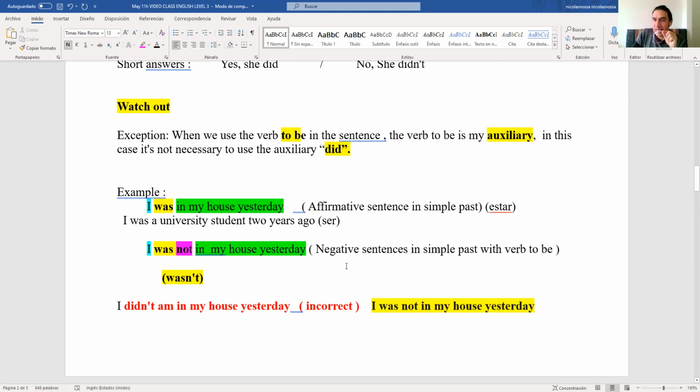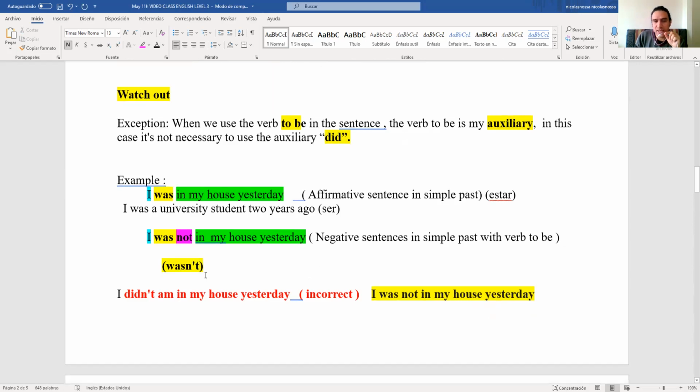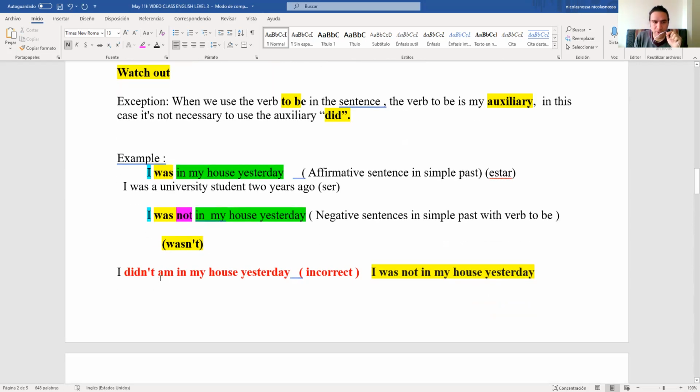Okay. Así es, listo. The contraction for was not is wasn't. Remember, was not, the contraction is wasn't. Entonces, algo incorrecto, por ejemplo.